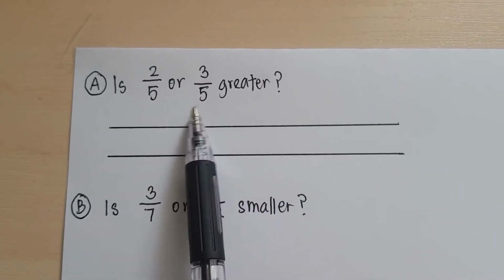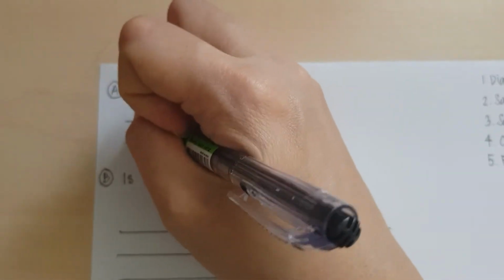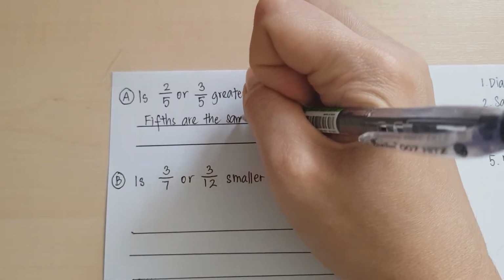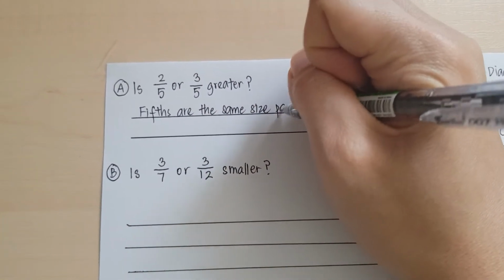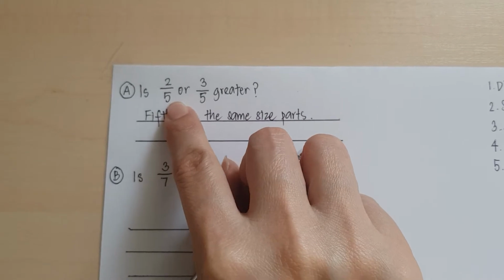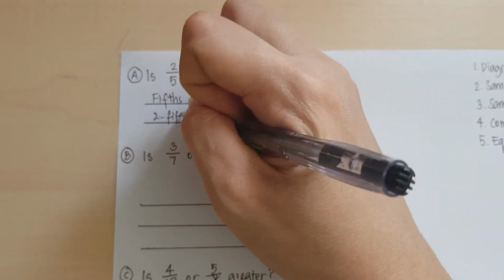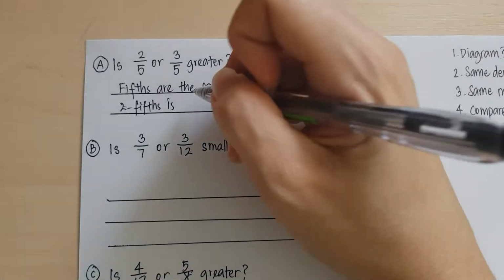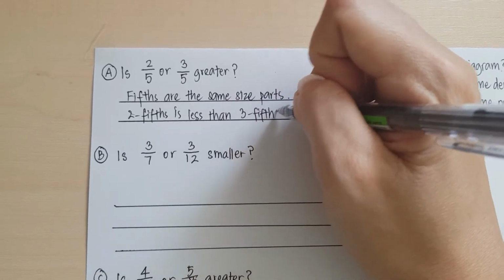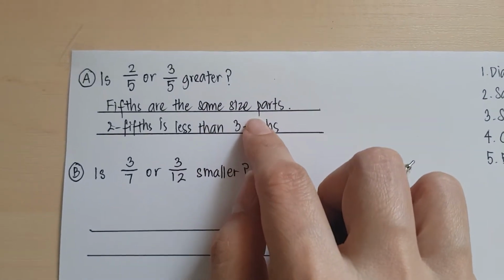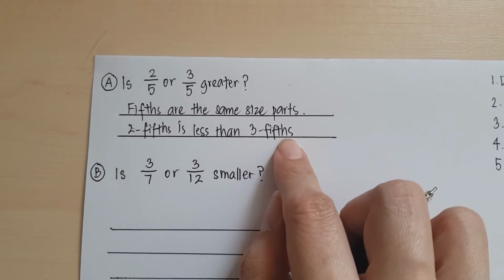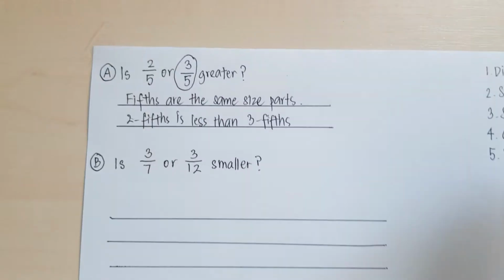Now, because fifths are the same size, that is what we're going to write. Fifths are the same size parts. Now both are fifths, yeah? So now 2/5, meaning 2 pieces of fifths, is less than 3/5. If we are comparing pieces of the same size, then obviously 3 pieces will be more than 2 pieces, and 2 pieces will be less than 3/5. So the greater fraction is 3/5.